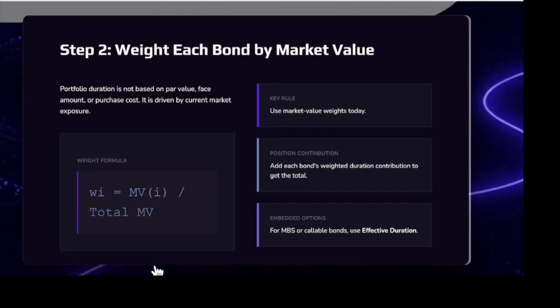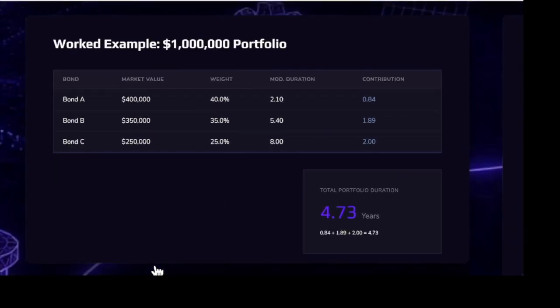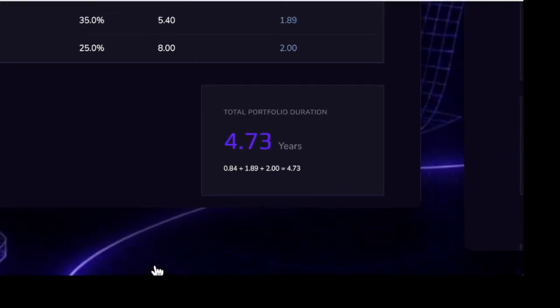Next, we weight each bond. These weights must be based on current market values rather than par value or cost. In this million-dollar example, the contribution of each bond is its individual duration multiplied by its market weight. Summing the contributions of all 3 bonds results in a total portfolio duration of 4.73 years.